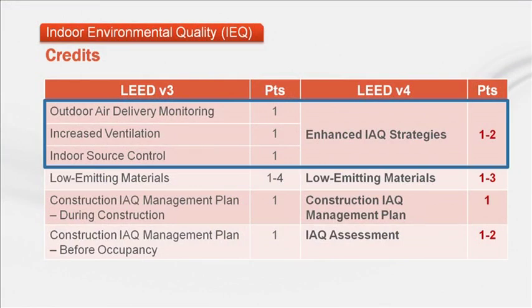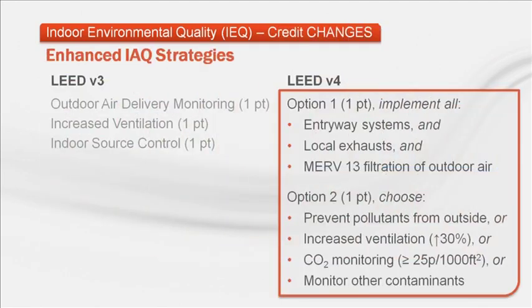For version 4, the remaining part of this monitoring credit, along with the increased ventilation and indoor source control credits, have all been consolidated into a single new credit titled Enhanced IEQ Strategies. In version 3, you could earn 1 point for outdoor air delivery monitoring, 1 point for increased ventilation, and 1 point for indoor source control. But with version 4, these have all been combined into a single credit worth either 1 or 2 points.